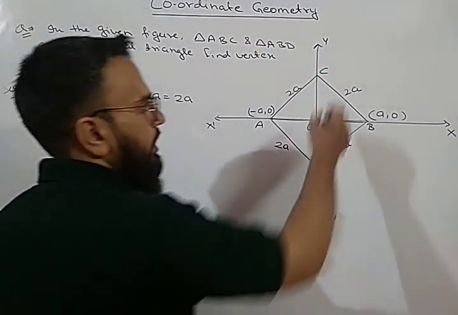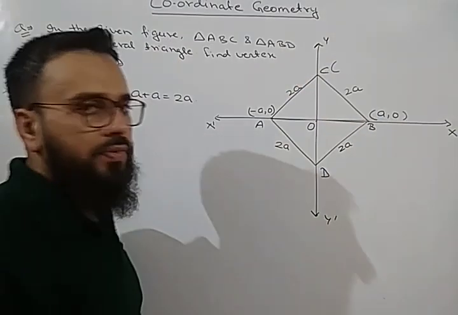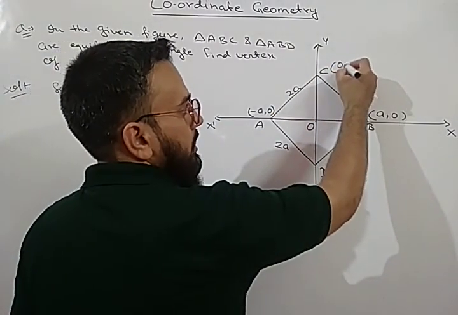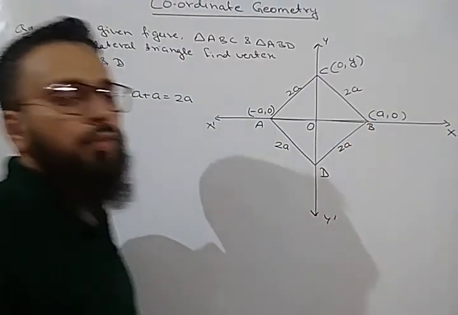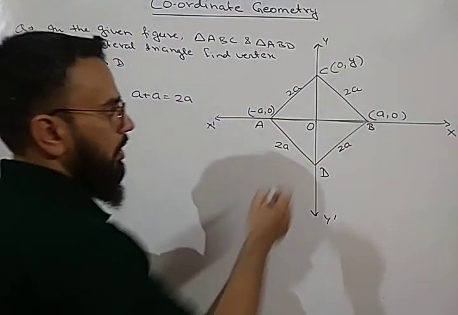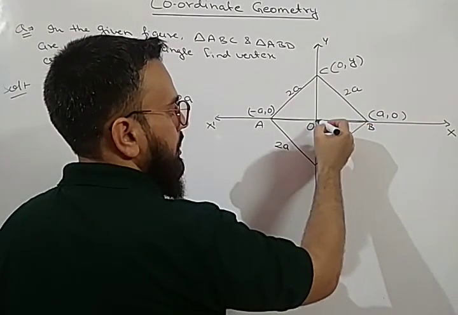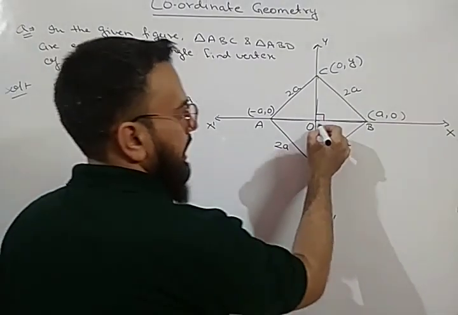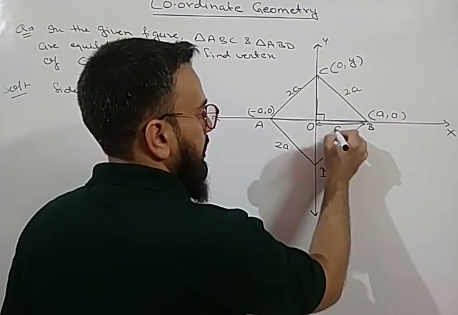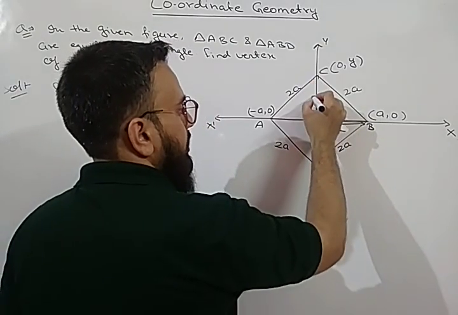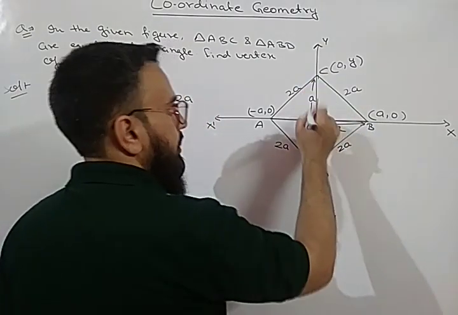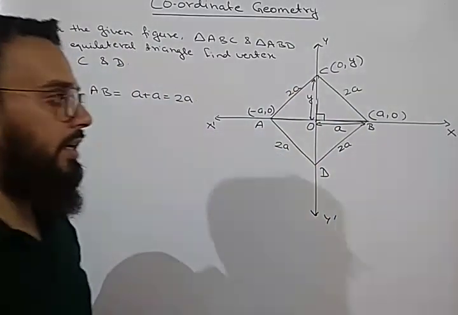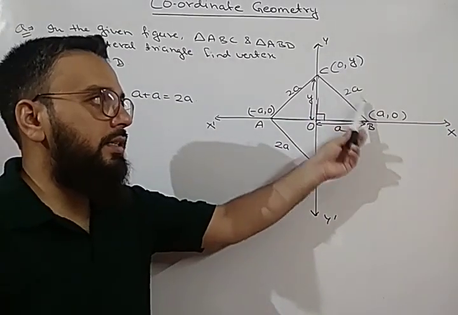So let us consider the coordinates of C. What will be the coordinates of C now? This is lying on the y-axis. So on the y-axis, the x coordinate is 0 and we take the y coordinate as small y. Okay, now we can solve this particular triangle, triangle BOC, which is a right angle triangle in which we are given this side OB. The side OB is equal to a. Sorry, this length is not a, it is y. This length is y, this length is a, and this length is 2a.